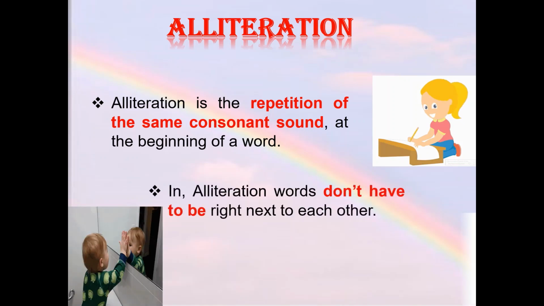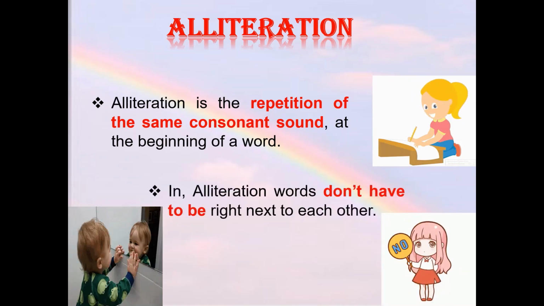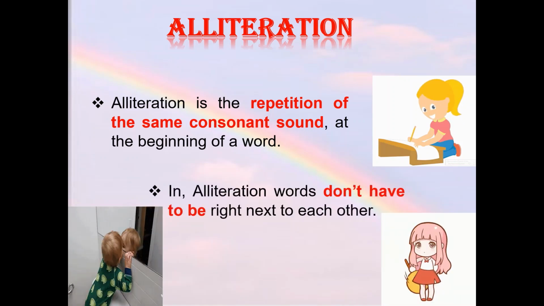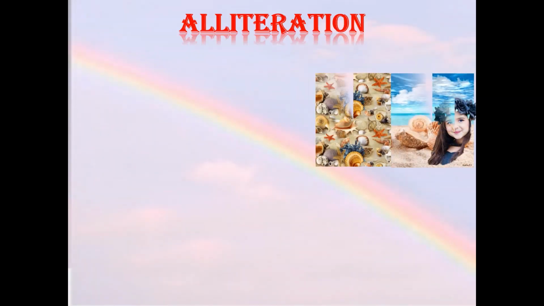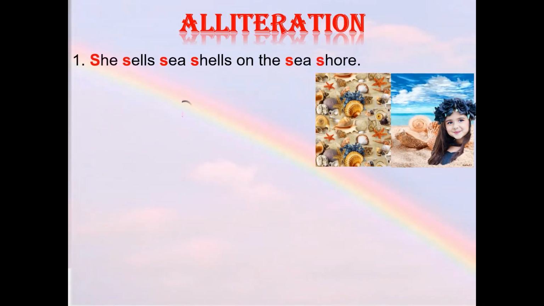In alliteration, words don't necessarily have to be next to each other. Now let us look at some examples. She sells seashells on the seashore. In this sentence, the sound of the letter S is repeated 6 times.